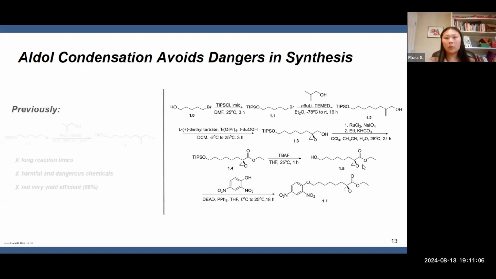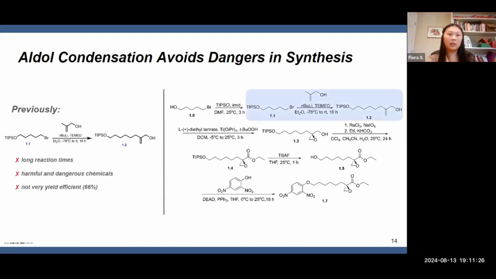This intermediate 1.5 to this final compound 1.7 goes through one step of adding the aryl ring. To access this 1.5 molecule, though, we'd have to go through a couple hard steps, especially this second step right here, from 1.1 to 1.2.